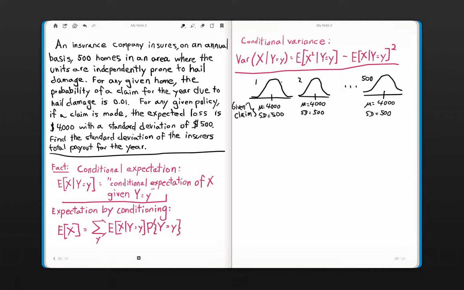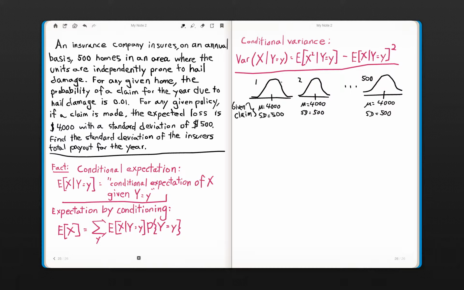We have an insurance company that insures on an annual basis 500 homes in a particular area where the units are independently prone to hail damage. For any given home, the probability of a claim for the year due to hail damage is 0.01, or 1 out of 100. And for any given policy, if a claim is actually made, the expected loss is $4,000 with a standard deviation of $500. And what we would like to find is the standard deviation of the insurer's total payout for the given year.